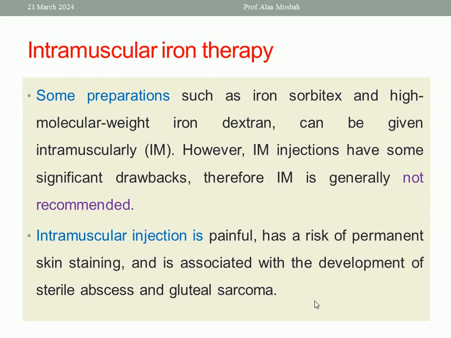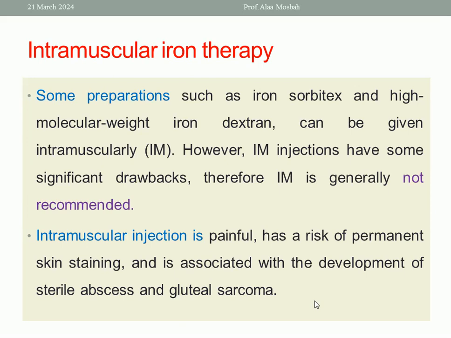And I add from myself, intramuscular iron is a crime. It carries many risks. So, I don't prefer intramuscular iron therapy. Why? Intramuscular injection is painful. Also, it has a risk of permanent skin staining and is associated with the development of sterile abscess and gluteal sarcoma.